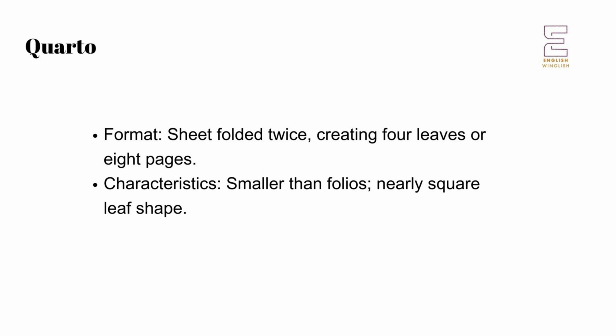Second, quarto. The sheet is folded twice to create 4 leaves, resulting in 8 pages. Quarto books are smaller than folios and the leaf is nearly square.